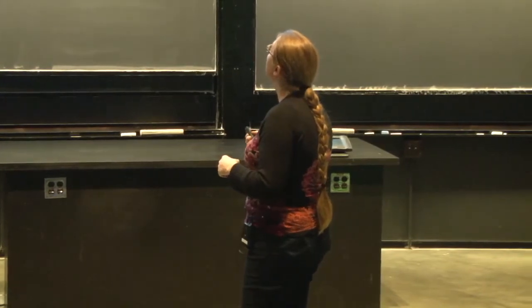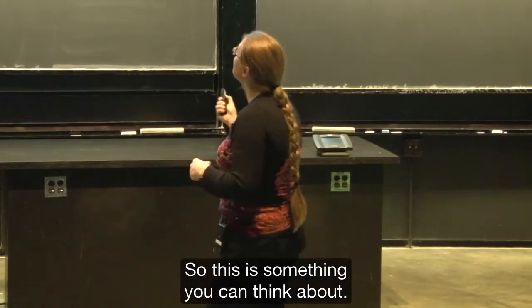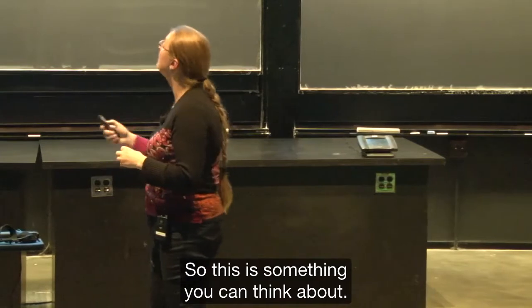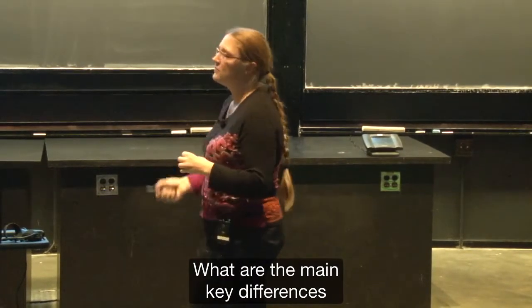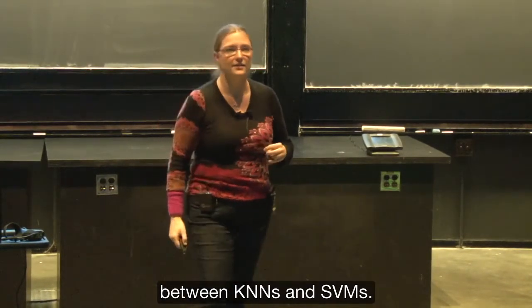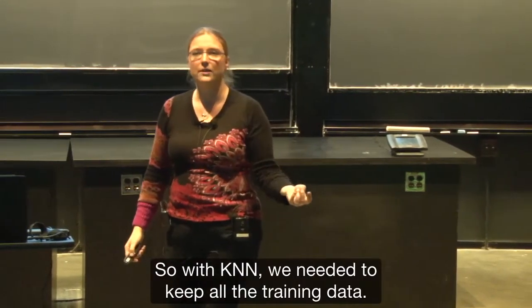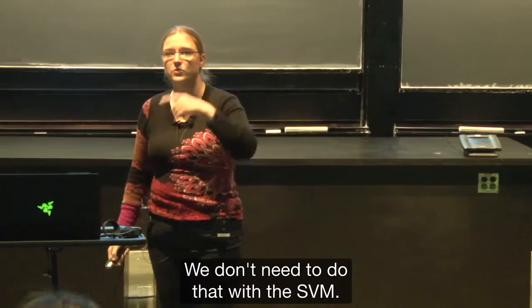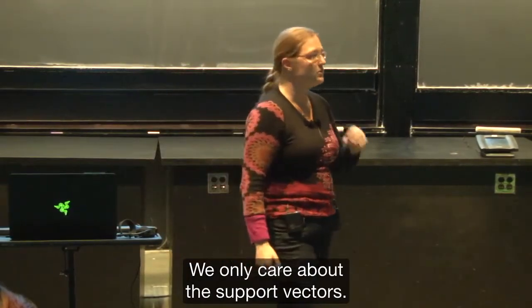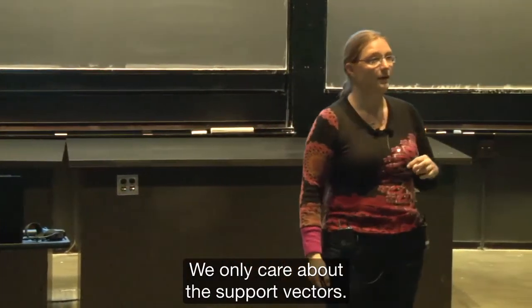So this is something you can think about: what are the main key differences between KNNs and SVMs? With KNN, we needed to keep all the training data. We don't need to do that with the SVM. We only need to care about the support vectors.